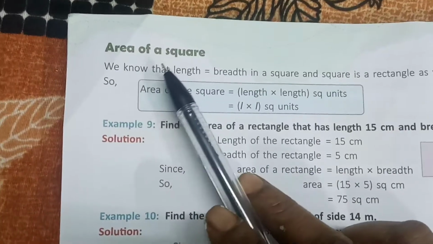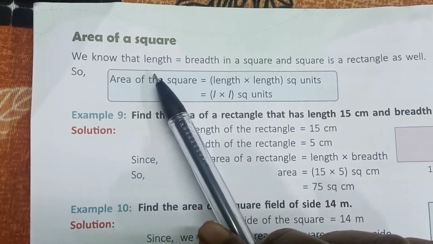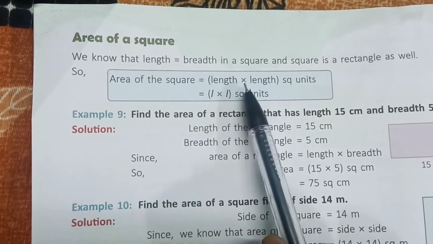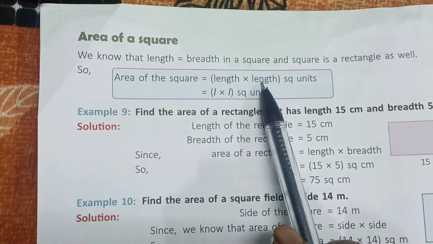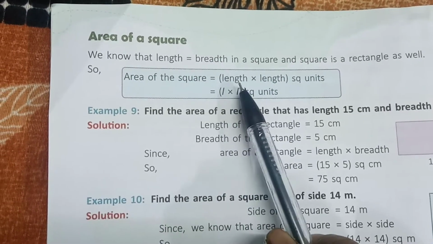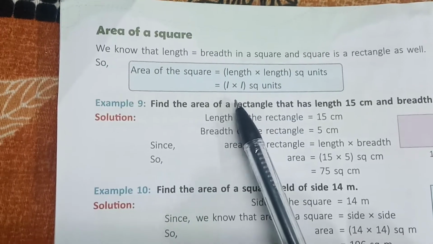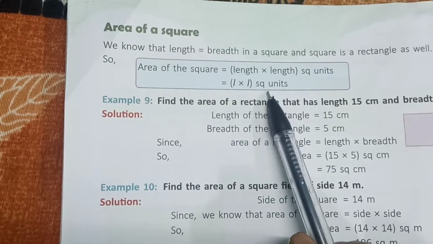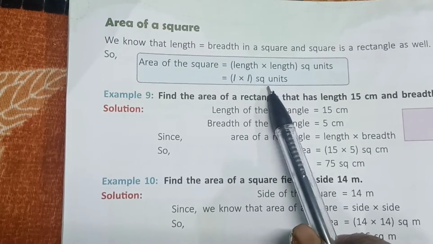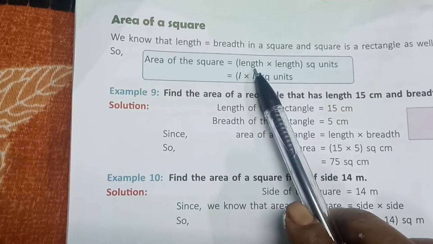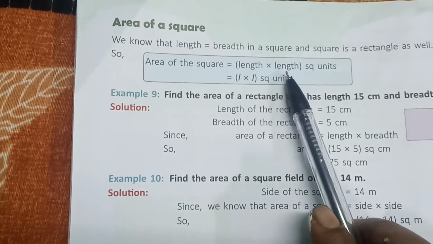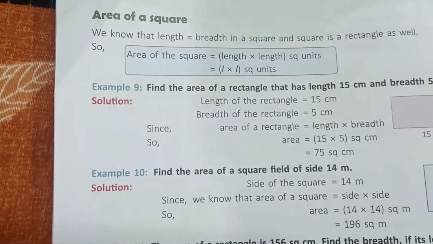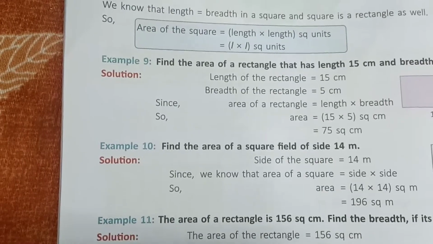Now we are coming to area of a square. Children, as we know, the length and breadth of a square are the same. So in place of breadth, you can write the length also. So the area of a square is length into length, that is, you will multiply the length by itself, and the answer will be in square unit. Again children, if the length is given in meter, the answer will be in square meter. If the length is in centimeter, the answer will be in square centimeter. It will be more clear when we do some questions.